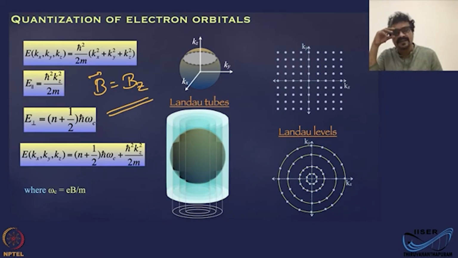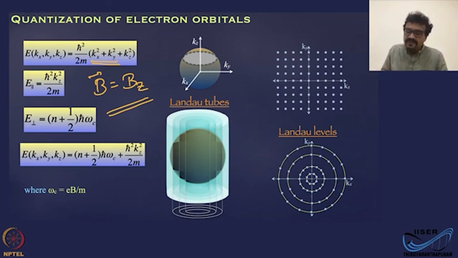That means we have a system which undergoes a cyclotron motion, but it is quantum mechanical. That is a simple harmonic motion, right? The moment you have simple harmonic motion in the plane, kx and ky are no more independent, because they are connected by the radius of that circle, which defines the cyclotron motion, right?